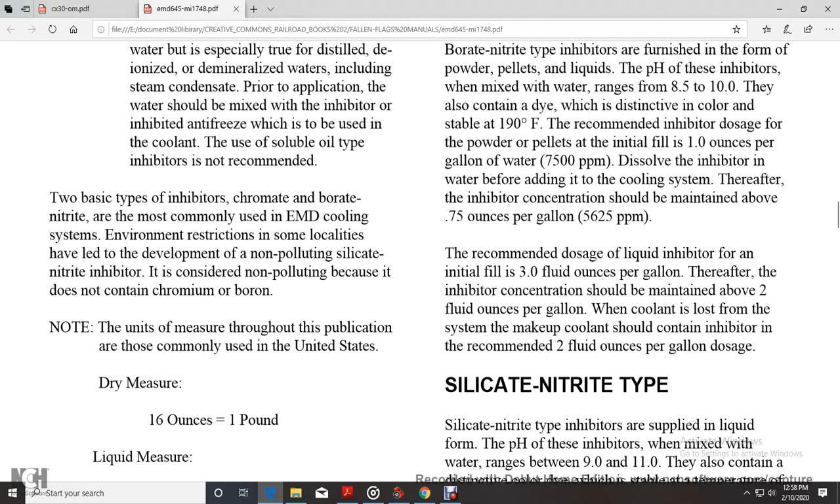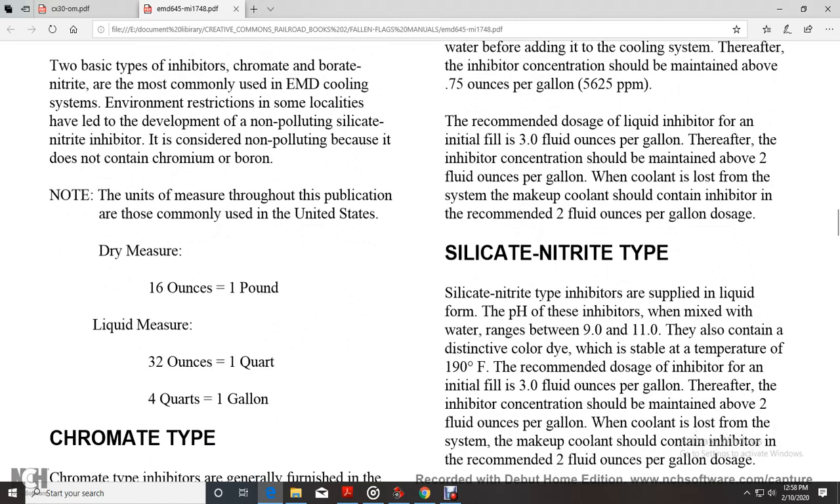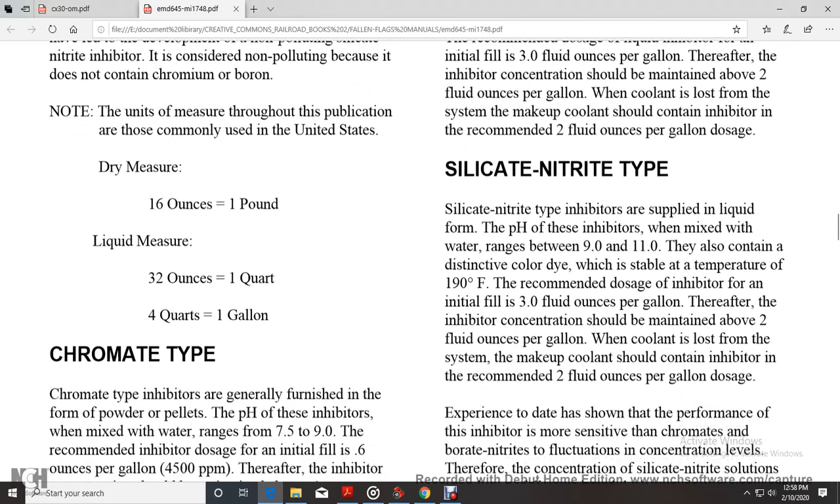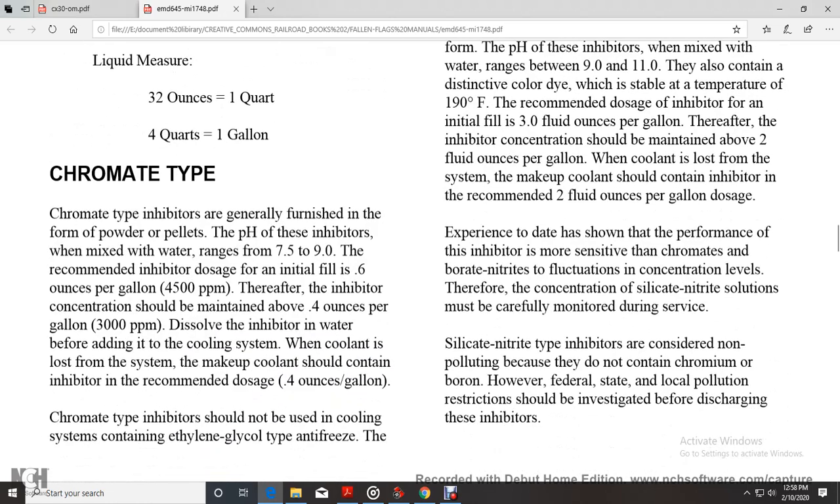The units of measure used throughout this publication are those commonly used in the United States: dry measure, 16 ounces is 1 pound; liquid measure, 32 ounces is 1 quart, and 4 quarts in a gallon. Chromate type inhibitors are generally furnished in the form of powder or pellets. The pH of the inhibitor mixed with water ranges from 7.5 to 9.